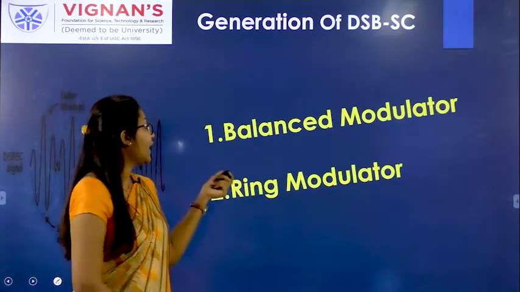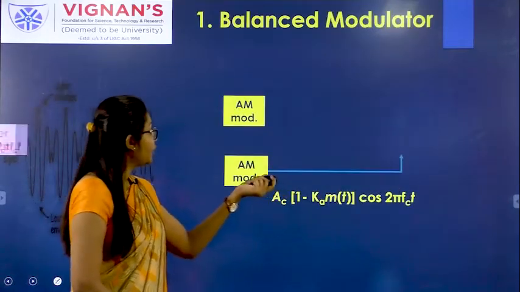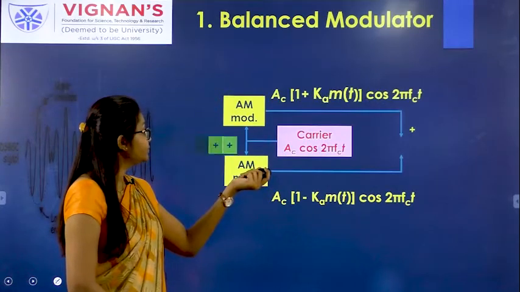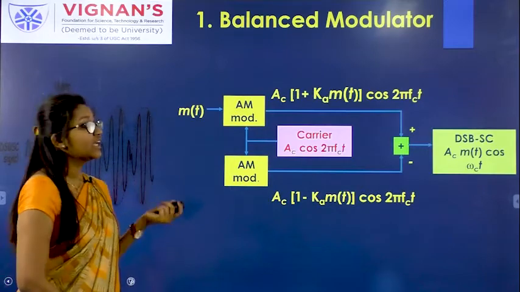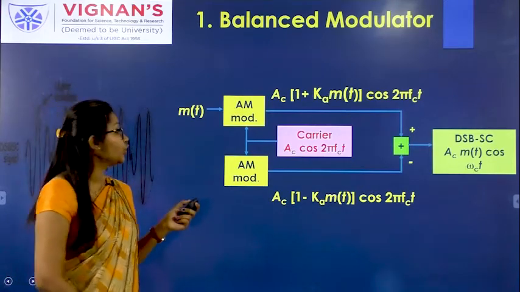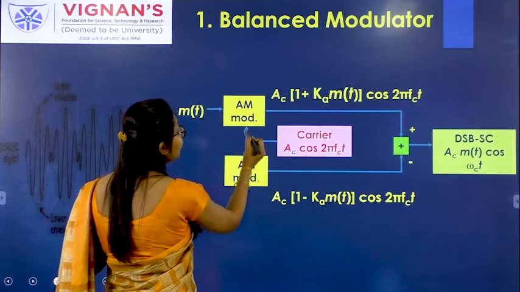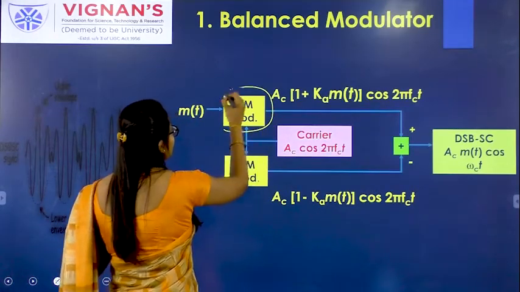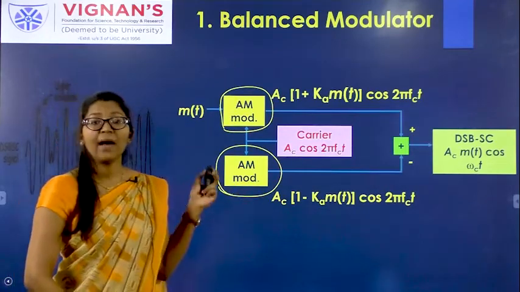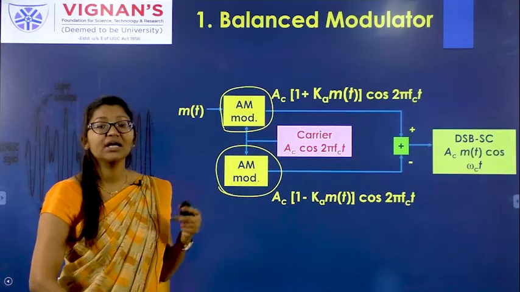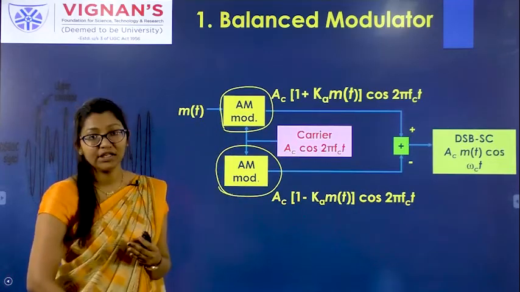So let's get started with the discussion of the balanced modulator. This is the block diagram of the balanced modulator. If you see the circuit diagram of the balanced modulator, there are two AM modulators. So in the balanced modulator, for generating a DSB-SC signal, we are using two AM modulators.